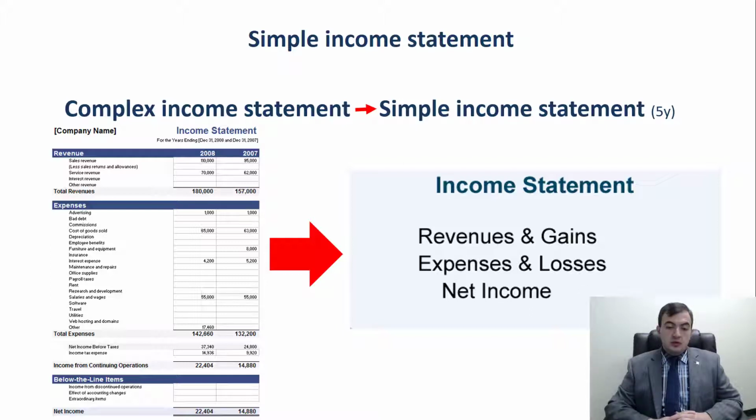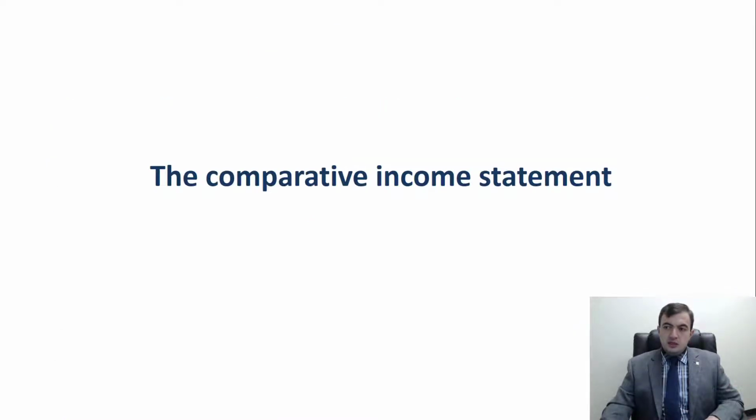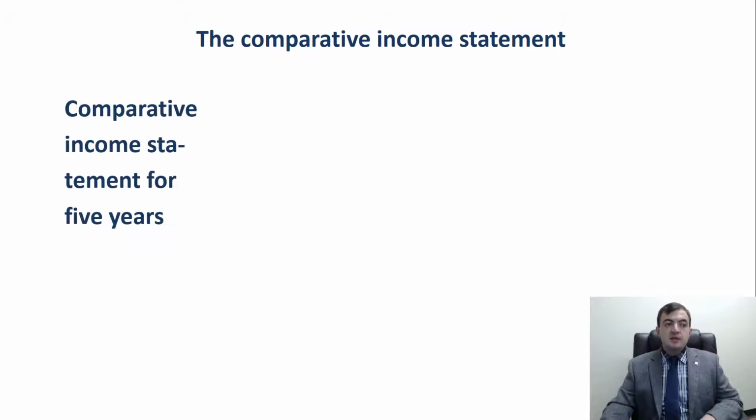We will also break down the revenues from main activity and revenues from other non-operating activities, and the costs of the company will be broken down as costs on main activity and costs on non-operating activity of the business. And finally, we will have the net income figure in the analysis. When we have that simple income statement, we will go forward and create the comparative income statement.